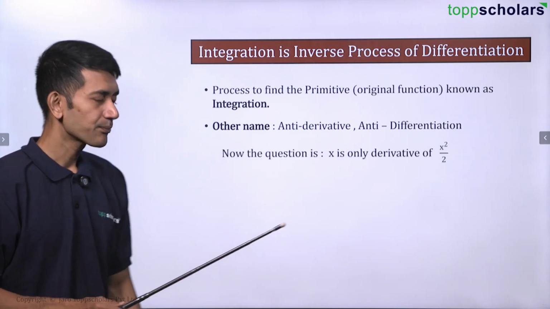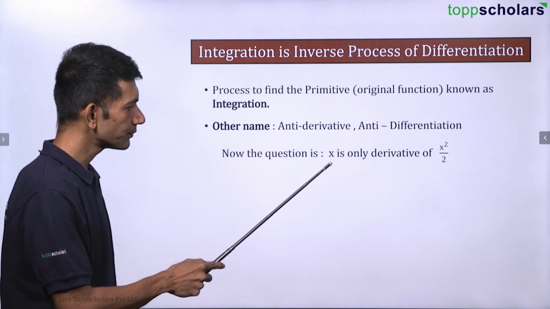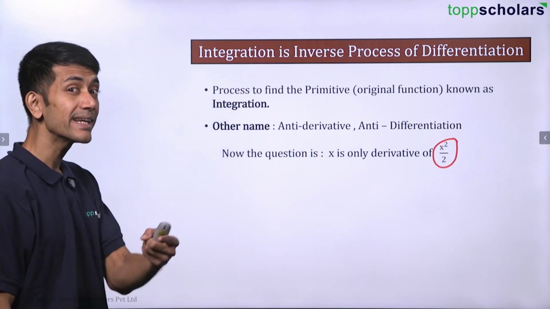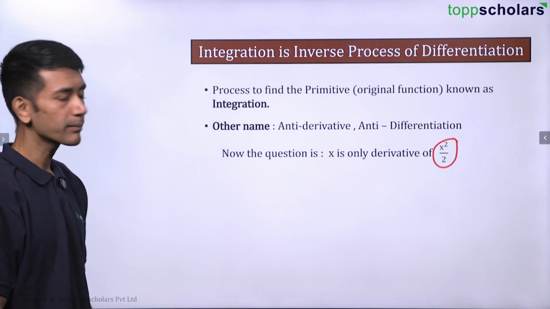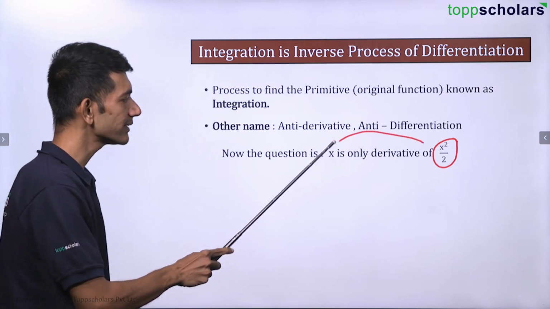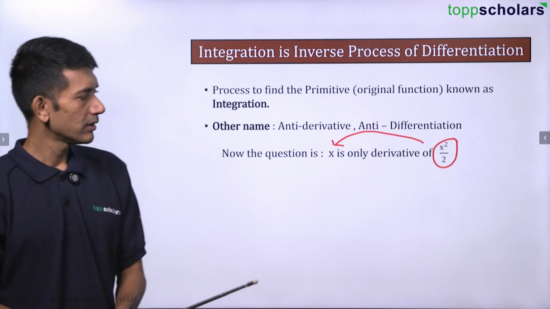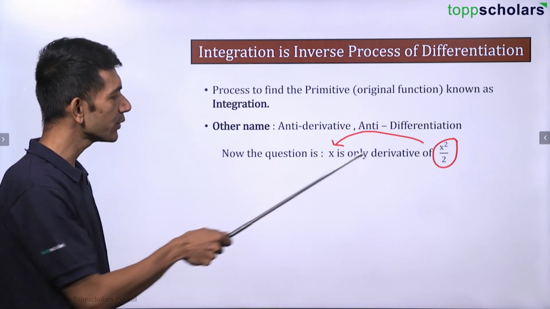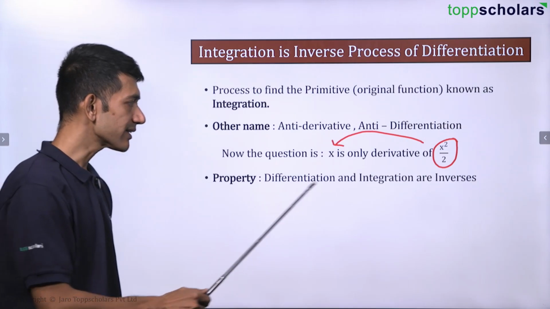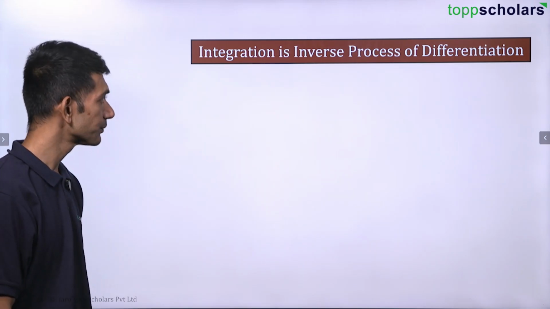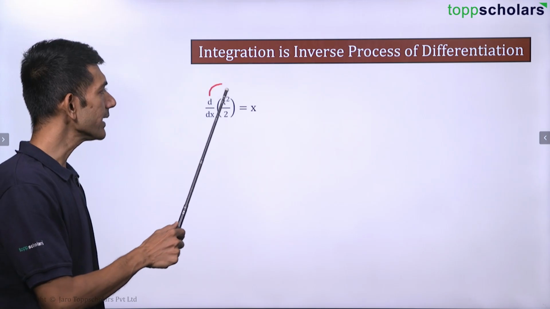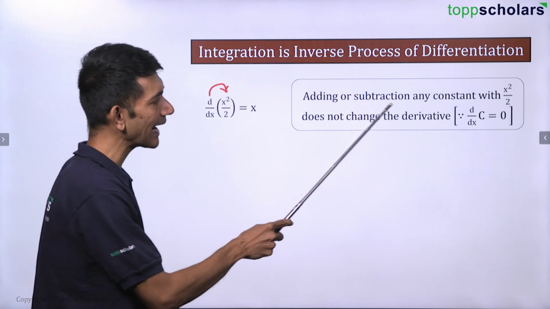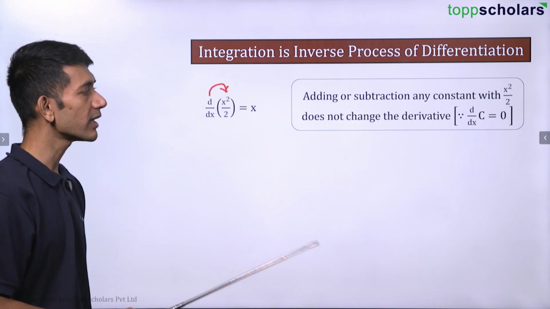Now understand. If I talk about the derivative of x square by 2, what is it? The derivative of x square by 2 is x. How? Because the derivative of x square is 2x, the 2 will get cancelled and you will get x, isn't it? So differentiation and integration, as we know, are inverses. So d by dx of x square by 2 is nothing but x. Adding or subtracting any constant with x square by 2 does not change the derivative.